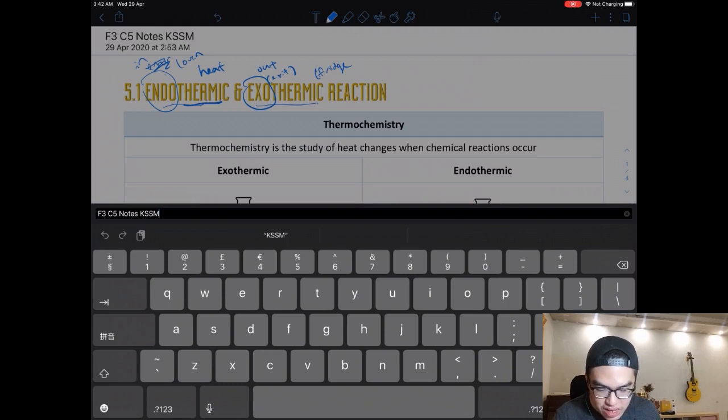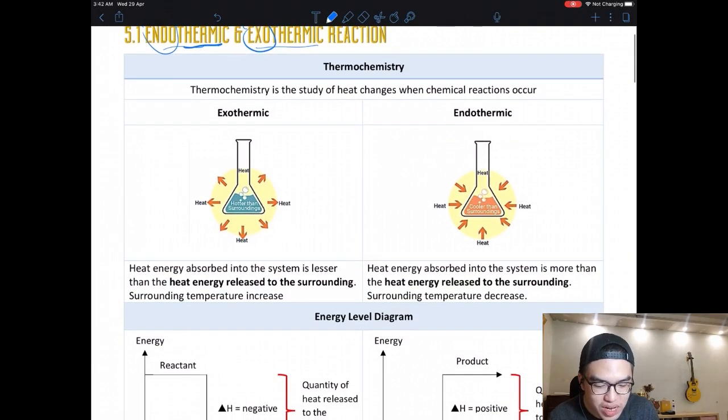Okay, so thermochemistry. What is thermo? Like I said just now, thermo means heat. So heat chemistry. Thermochemistry is the study of heat change when chemical reactions occur. All chemical reactions will have some kind of heat change. There is no chemical reaction that has no heat change.